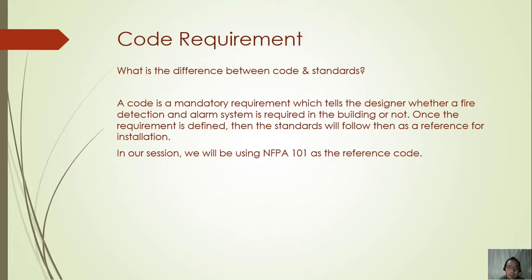What is the difference between code and standards? A code is a mandatory requirement, guys, which tells the designer whether a fire detection and alarm system is required in a building or not. So, guys, before you start designing a building, you have to know first if a fire detection and alarm system is required. Why would you design a building with a fire detection and alarm system if it's not required? Otherwise, the client or the owner of the building will ask why you're proposing this if it's not even required in the building. So be careful of this, guys.